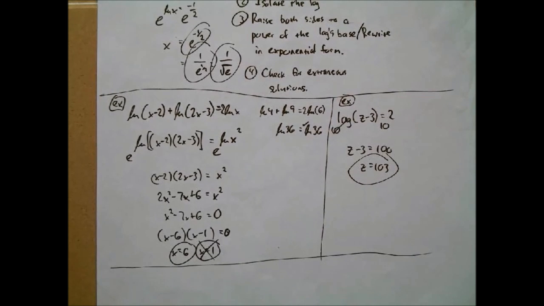And then, of course, you can plug it back in and check it, right? 103 minus 3 is 100. Log of 100 is 2. 2 equals 2. Check, check, check.